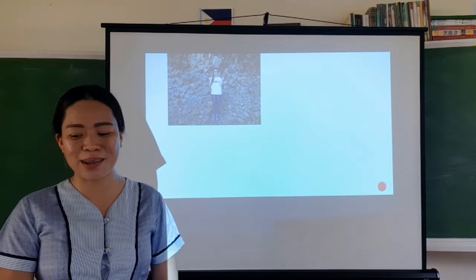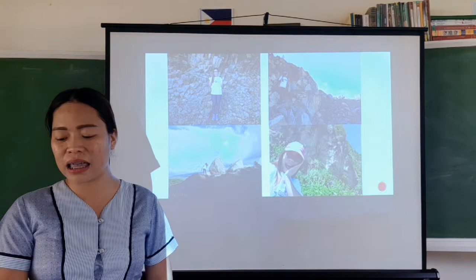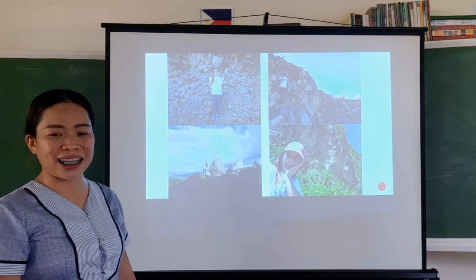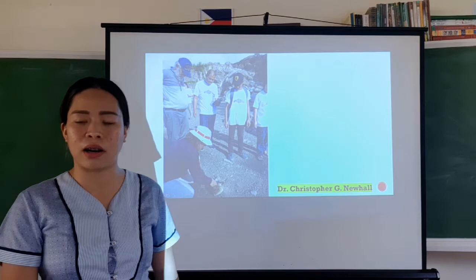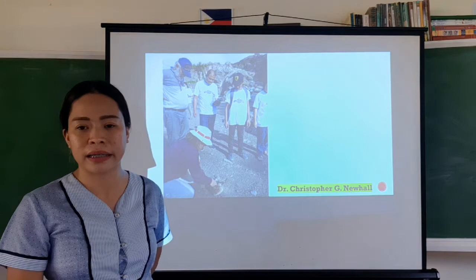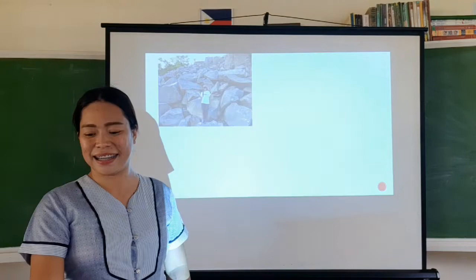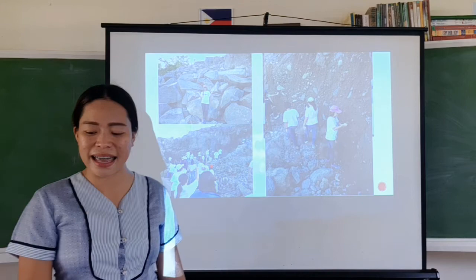I have here also real pictures of us conducting field work in the parts of Partido and Rinconada area. Yes, that's me, under the columnar rock formation. And this is our speaker. He is a geologist and author of geology books, not only in the Philippines, but also in other countries. He is Dr. Christopher G. Newhall. These are my teammates from the training, and this is our group.